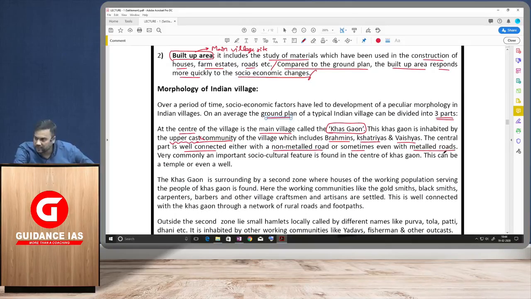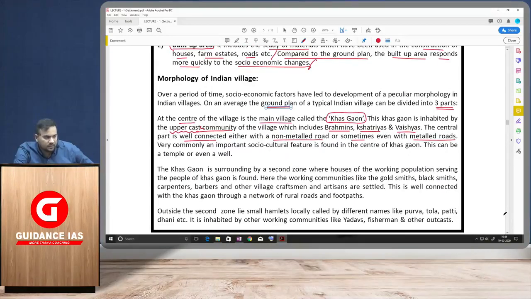With the emergence of panchayats, you can understand that there is now more emergence of metalled roads, particularly the brick roads that they construct. They are very, very common in these areas. Very commonly, an important socio-cultural feature is found at the center of the Khas Gaon. This is the special part. This can be a temple or even a well. So these are the people who have what? Control over this special institution. Okay? That is how they are surrounding it.